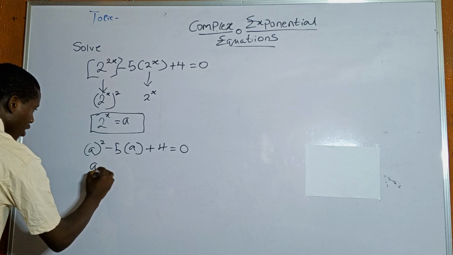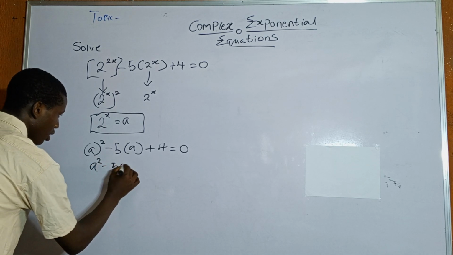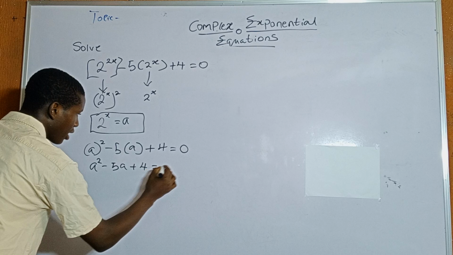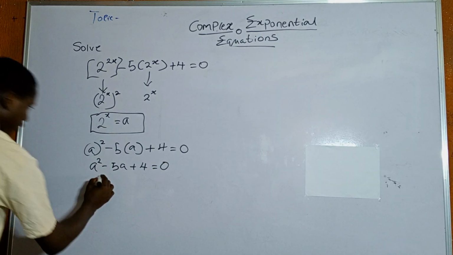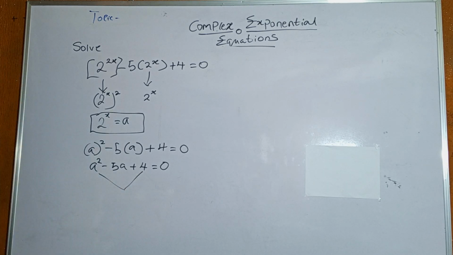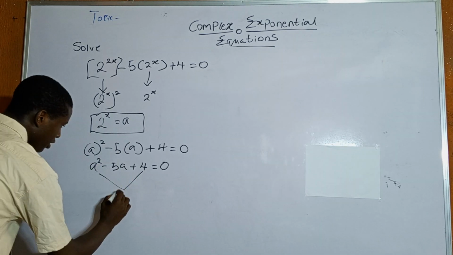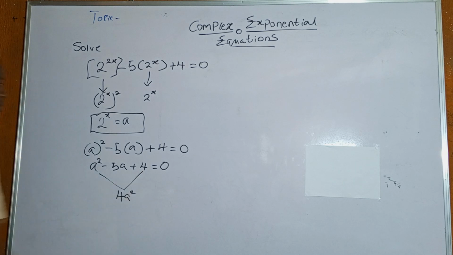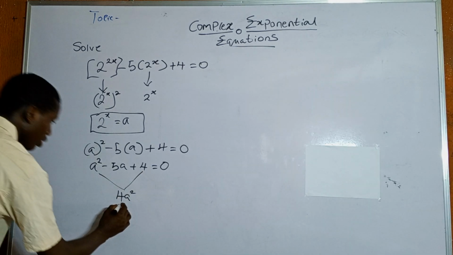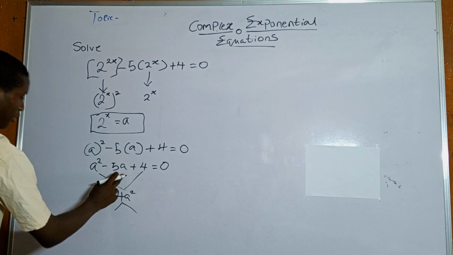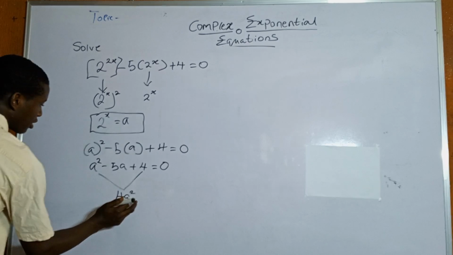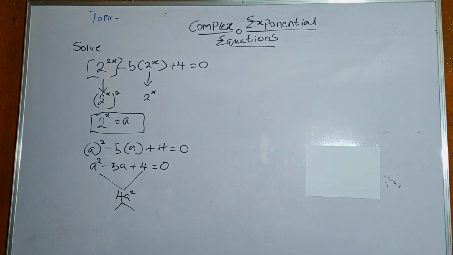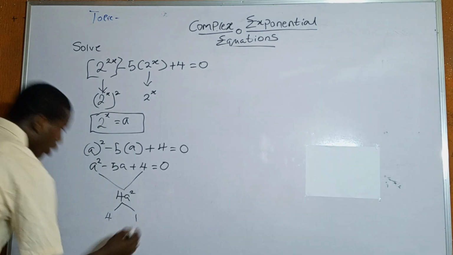Now we've gotten our quadratic equation. And this quadratic equation, we are going to be solving by the factorization method. For the factorization method, simply merge these two by multiplying them, which gives us 4a squared. Now we need to split this into two values that will give us minus 5a when added, and also give us 4a squared when we multiply them. Those two values will be 4 and 1.